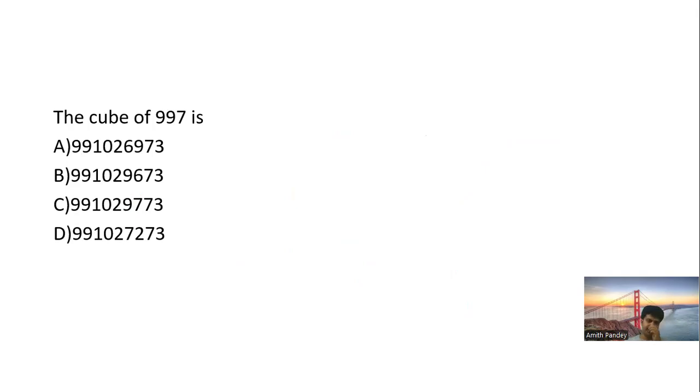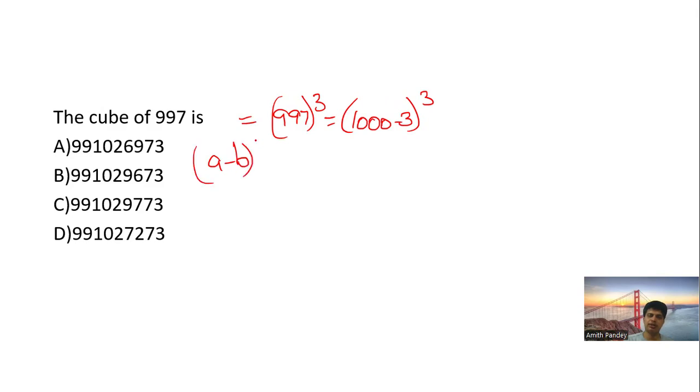yeah, here we go. The cube of 997. So this is nothing but the cube of 997, or even you can write 1000 minus 3. Fine. So this you can write (a minus b) whole cube, as it can be written a cube minus b cube minus. Don't get scared. It is a very easy question, by the way. 3ab into (a minus b).